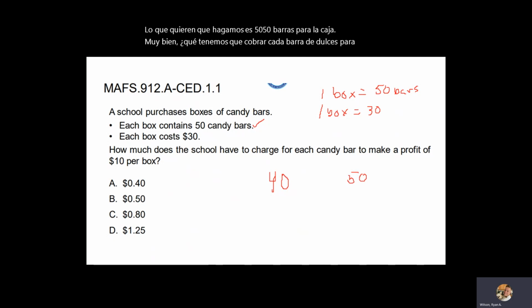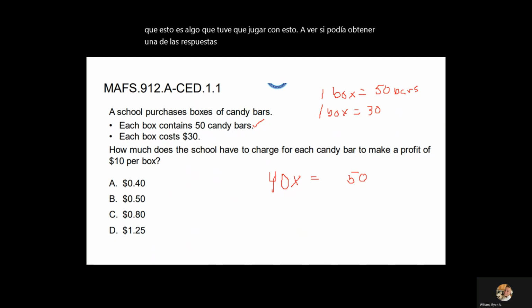So what I would do is, let's write an equation. All right, so 40x is equal to the 50 candy bars. So this is the cost of the box. How many candy bars do we have to charge? So this is something that I had to fool around with to see if I could get one of the answers in the answer choices.